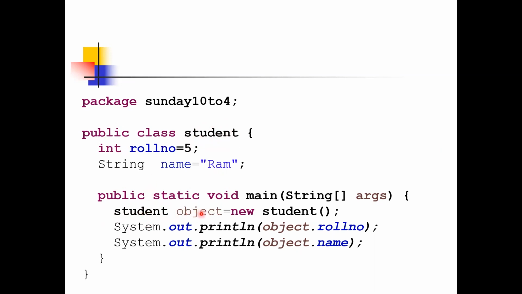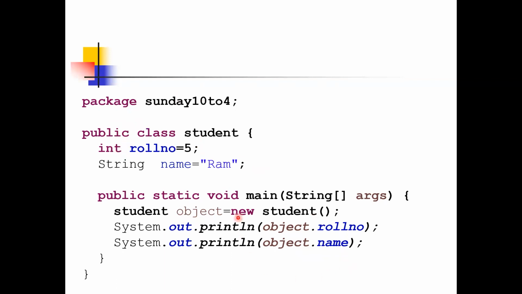Student, here you can give any variable name. I have given it objects, but you can give any name. Equals new, then again the same class name, new Student. Now what do we want to print on the console? We want to print the roll number and name. But they are in this class, not in this main method. So how to call them? We'll call through this object. So object dot roll number, object dot name.